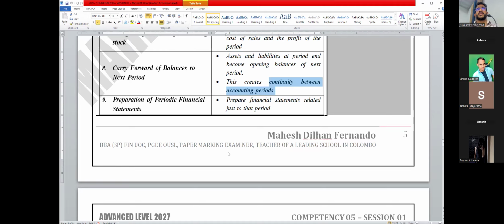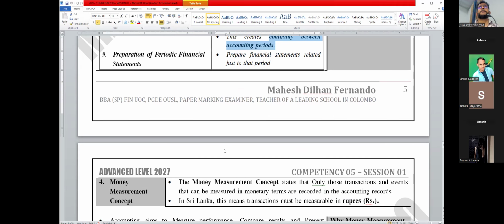Got it? Right. Last application, preparation of periodic financial statements. Preparation of financial statements related just to that period. Whatever the period, it is relevant to the period under consideration.